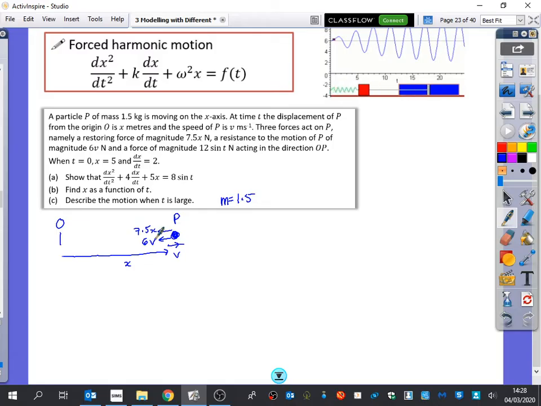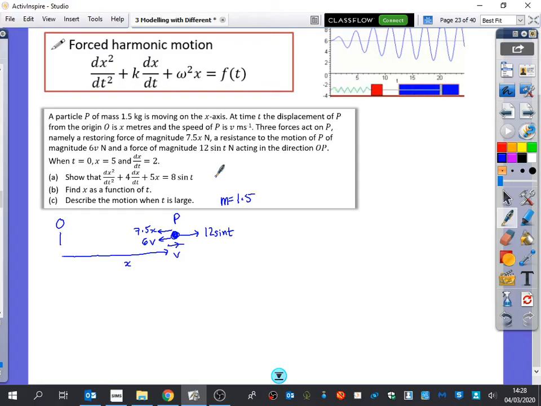And there is a force of magnitude 12 sine t acting in the direction OP. This is the direction OP, so there is a force acting to the right of 12 sine t. And we get some information, and then we're going to try and show that this thing is true.